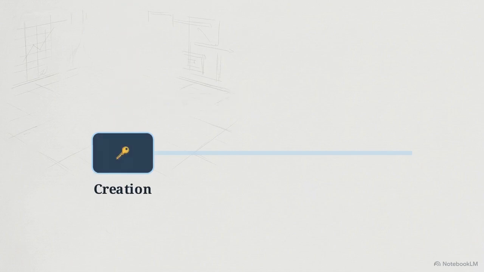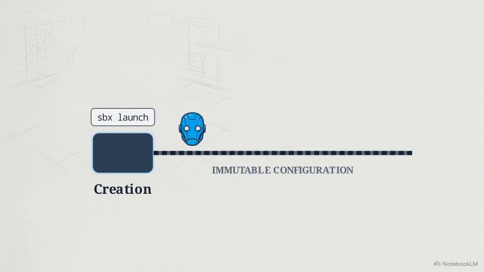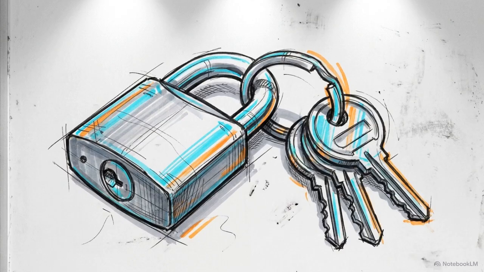Before we start the agent, we have to provide the Anthropic key. In Docker Sandboxes, global secrets are injected only at the moment of creation, so this step must happen before you launch. Use the SBX secret set command. This stores your Anthropic key in your operating system's native keychain, keeping it encrypted at rest.